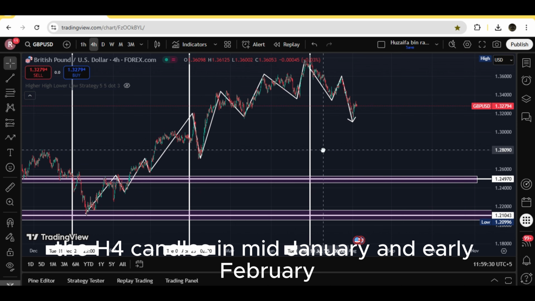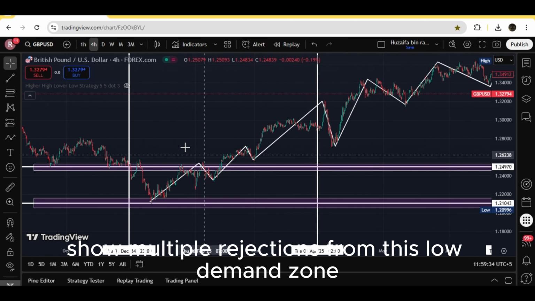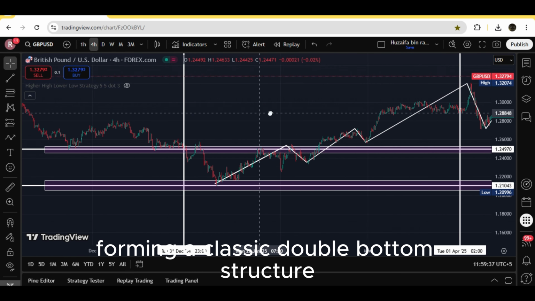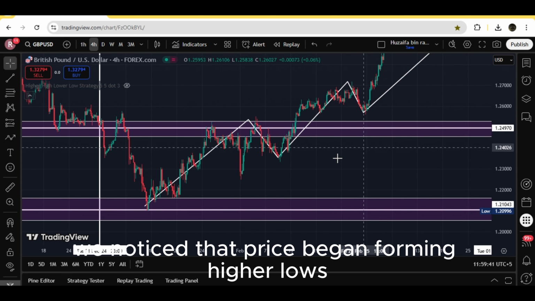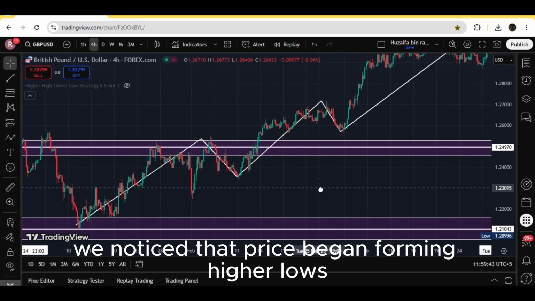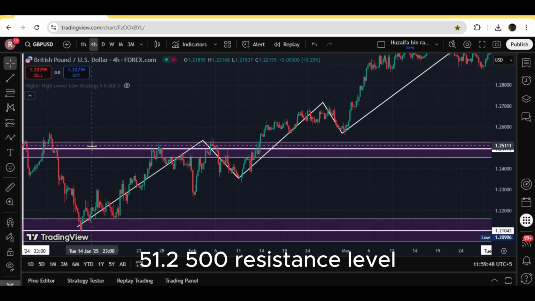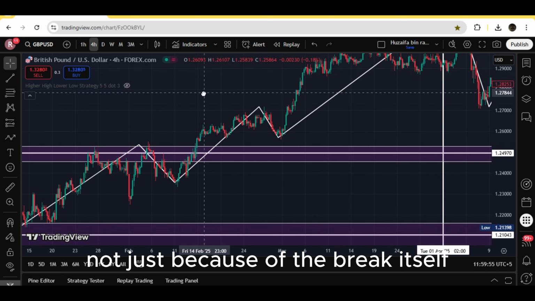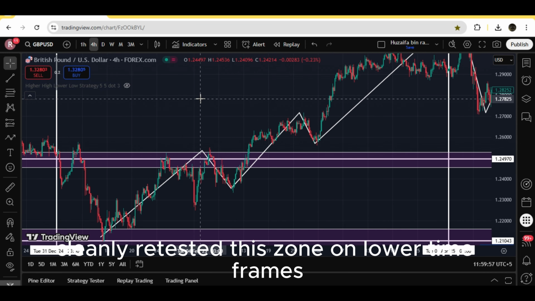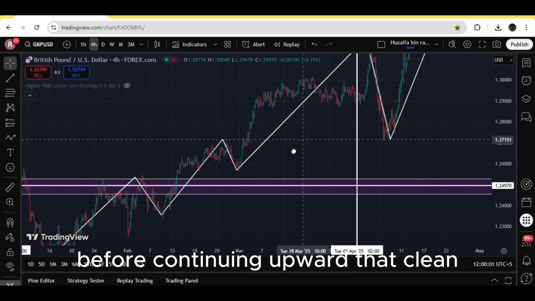The H4 candles in mid-January and early February show multiple rejections from this low-demand zone, forming a classic double-bottom structure. As the quarter progressed, we noticed that price began forming higher lows and eventually broke above the 1.2450, 1.2500 resistance level. This breakout is significant, not just because of the break itself, but also due to how price cleanly retested this zone on lower time frames before continuing upward.